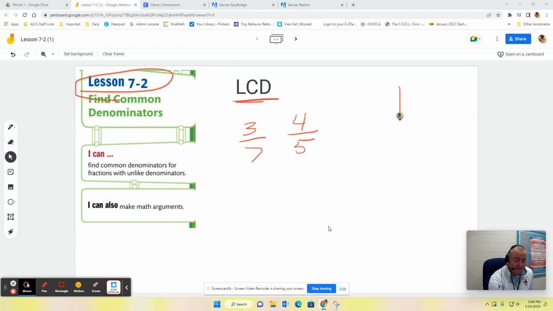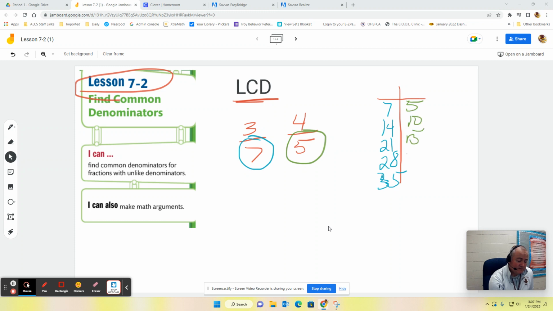We need to list multiples of our two denominators. So I'm going to take all of the multiples of 7. So I start out with 7 times 1 is 7. 7 times 2 is 14. Times 3 is 21. Times 4 is 28. Times 5 is 35. And then I list all the multiples of 5 on the other side. So 5 times 1 is 5. 10, 15, 20, 25, 30, and 35.